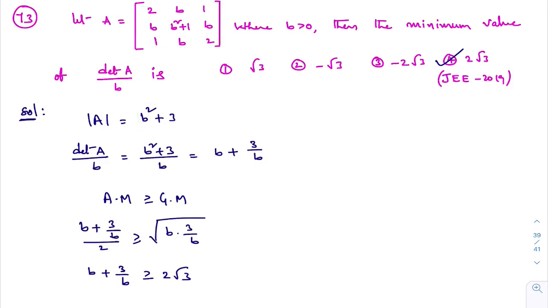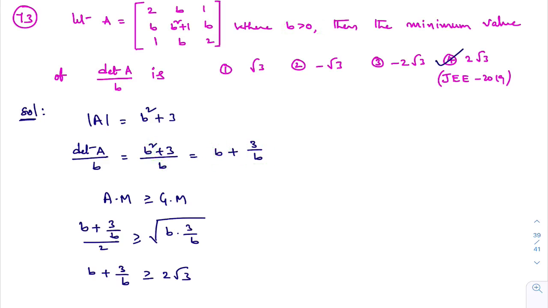Now what they are asking, minimum value of det A divided by B. So I taken det A divided by B. Det A, what I got, B square plus 3. That is what I written. B square plus 3 divided by B. So here this can be written as B square by B plus 3 divided by B. Okay. Now you see here two terms are there, B and 3 by B. Here they given B is positive, greater than 0.